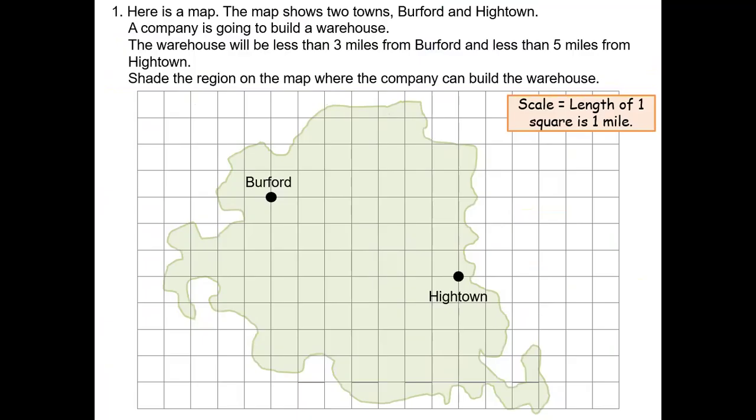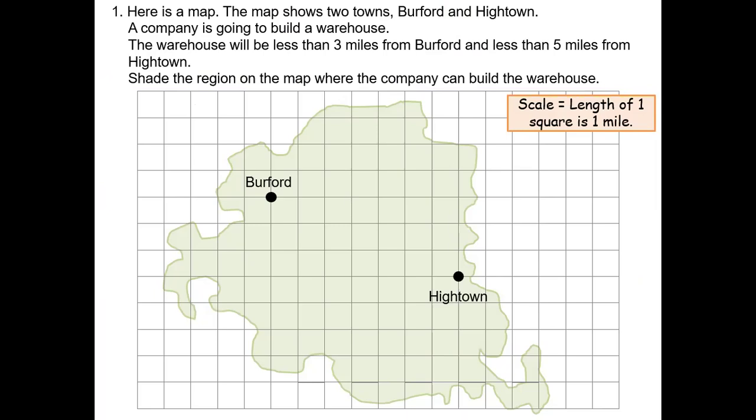Here is a map. The map shows 2 towns, Beaufort and Hightown. A company is going to build a warehouse. The warehouse will be less than 3 miles from Beaufort and less than 5 miles from Hightown. Shade the region on the map where the company can build the warehouse.